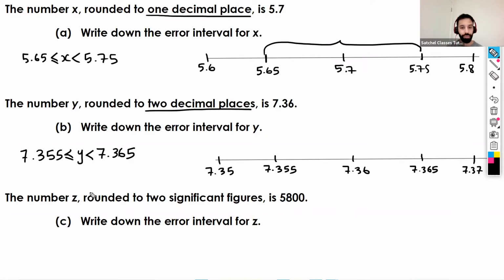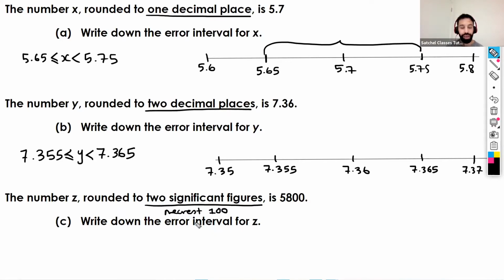And the last example, so this one's a little bit different because the degree of accuracy is in significant figures. So it says the number z rounded to two significant figures. Now, what you need to do is count where the second significant figure is. So the second significant figure would be the 8, and the 8 is in the hundreds column. So what this essentially means is the number has been rounded to the nearest 100.